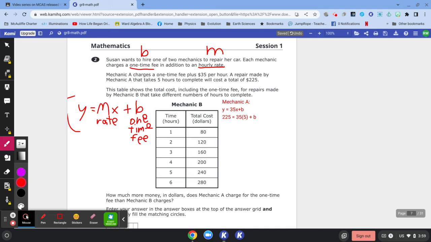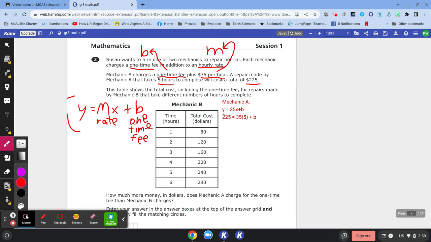Now we're told some information about mechanic A, and then we've been given a table about mechanic B. So let's start with mechanic A. Charges a one-time fee. That's our B, our y-intercept there. And we don't know what that one-time fee is, and charges $35 per hour, so that is our slope. We also know that it'll take 5 hours to complete. The job will cost $225.